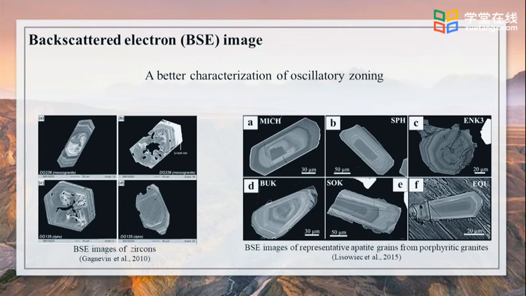The backscattered electron image allows better characterization of zoning patterns of minerals. From the images, fine-scale oscillatory zoning of minerals is resolved better.